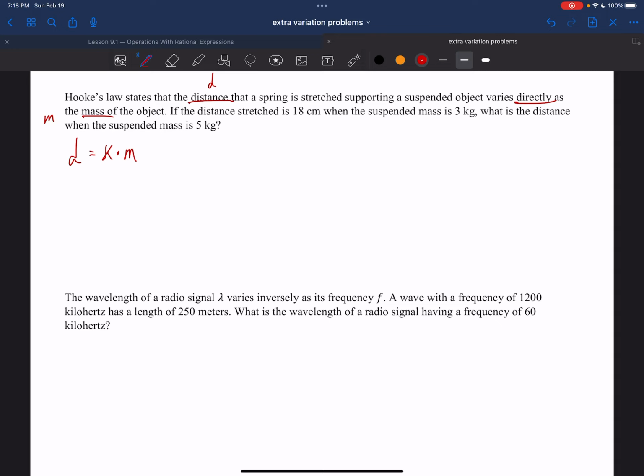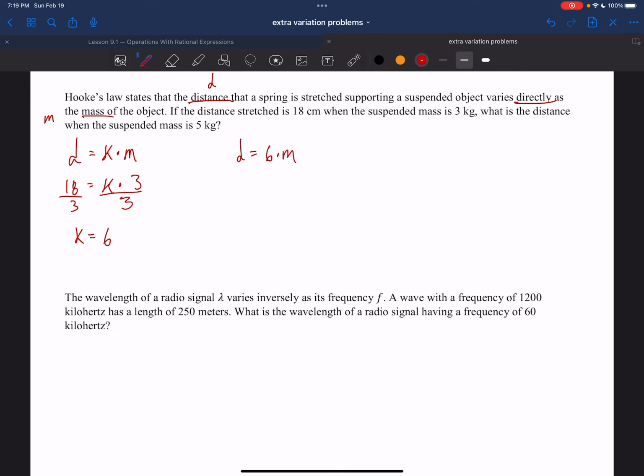Okay. So if the distance is stretched 18 centimeters when the suspended object is 3 kilograms, what is the distance when the suspended mass is 5 kilograms? Yeah. So it really is just plugging it in and figuring it out, right? So distance is going to be 18. We got to figure out what K is first. That's pretty easy. Looks like K's 6. Oh, what a nice number that is. Usually doesn't work out that nice in physics problems. So K equals 6. Therefore, the particular equation is D equals 6 times M.